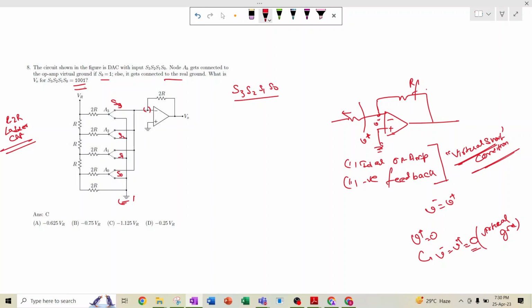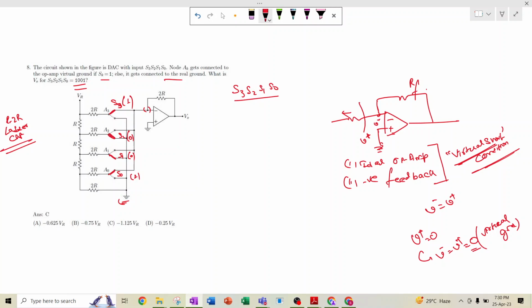So now we'll see 1001. So S3 is 1, S2 is 0, S1 is 0, and S0 is 1. So that means S3 is connected to the op amp virtual short, and S0 is connected to this. But the S2 and S1 are connected to ground because they are 0, 0, right?